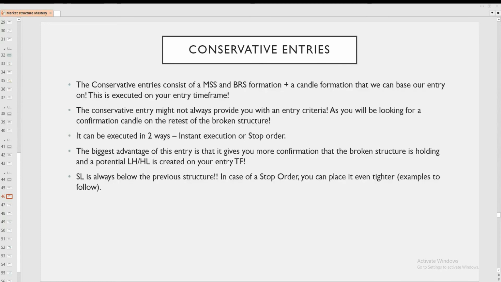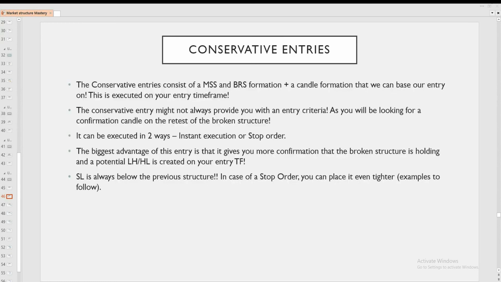And then the little detail that differentiates this from the aggressive entries is that you're going to wait for a candle formation that you can base your entry on. And you're going to be looking for this, for the MSS, for the BRS, and for the candle formation on your entry time frame. Okay, so you should already have determined your directional, your middle, and your entry time frame. So right now we have gotten onto our entry time frames, okay, where we're going to be looking to just take the trade, to just execute, okay?